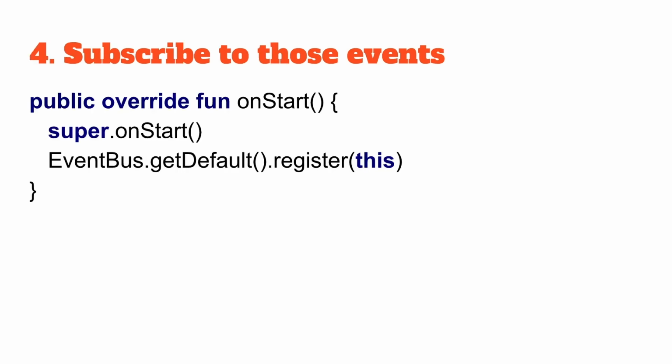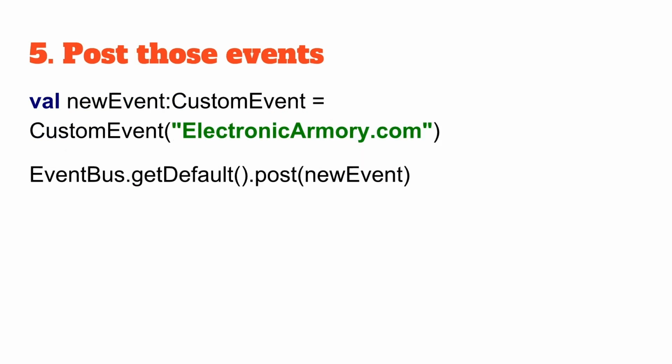All right, and then the next thing we do is we subscribe to those events. So we have an onStart that we're overriding in our activity. We call the super onStart, just like we normally do. But then this is where we actually call register this. So we do this when the activity starts up. And once we've registered for that event, we can then post a new event to let everybody that cares about it, i.e. our subscribers, know that this new event happened.